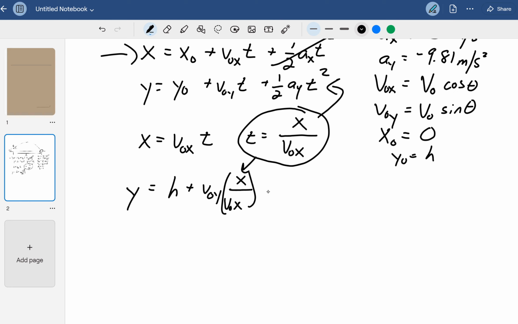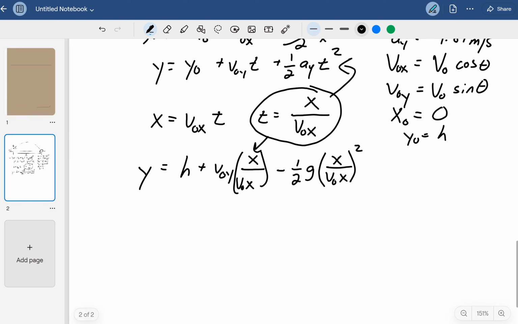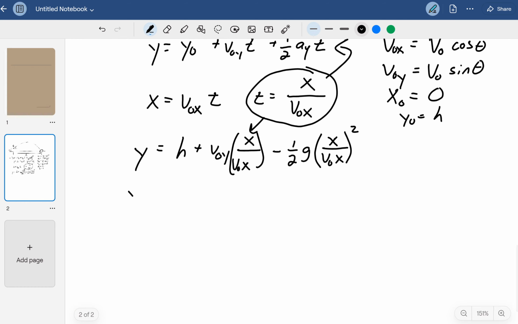Okay, and similarly I'll have minus 1/2 g, where g I mean just the value, 9.81, times t squared, which will be x over v0x, the whole thing squared. And this looks pretty ugly, but we can actually clean this up a bit. So first off, we know that v0x and v0y are just v0 cosine and v0 sine, respectively. So we can go ahead and make a few more simplifications.